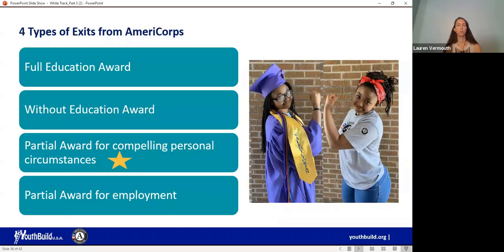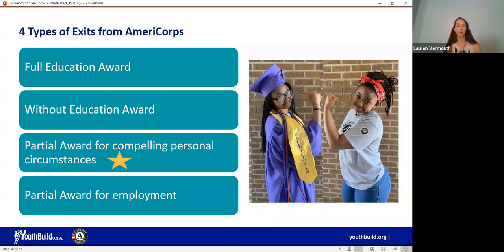We're going to talk about 2 ways to earn a partial education award. Sometimes we refer to this as a prorated award. So as an example, a member earns 40% of their hours, they'll earn 40% of their education award. So it's going to correspond directly.